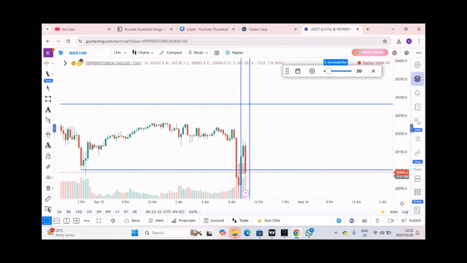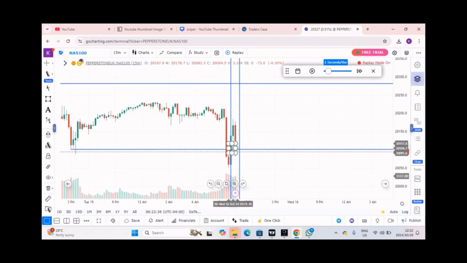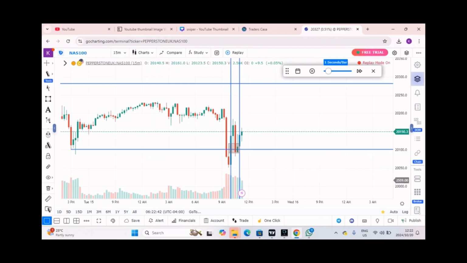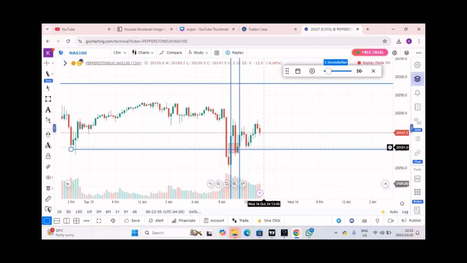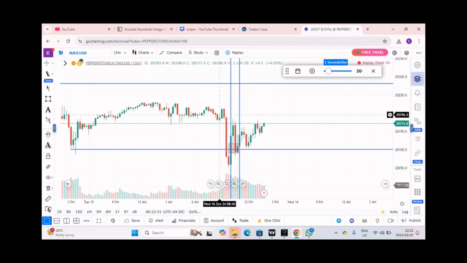You can just play. As you can see, it went inside of the fair value gap. So what happened right there? It started meandering, it went up, created an order block, came back, reversed on that order block, and then started shooting up. So there's also liquidity up there.